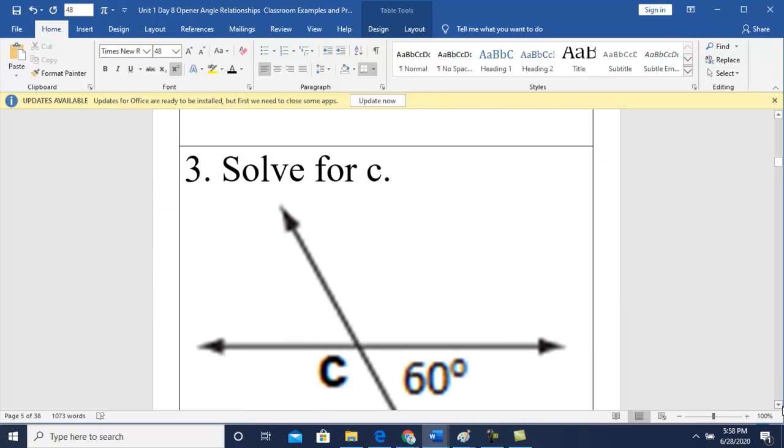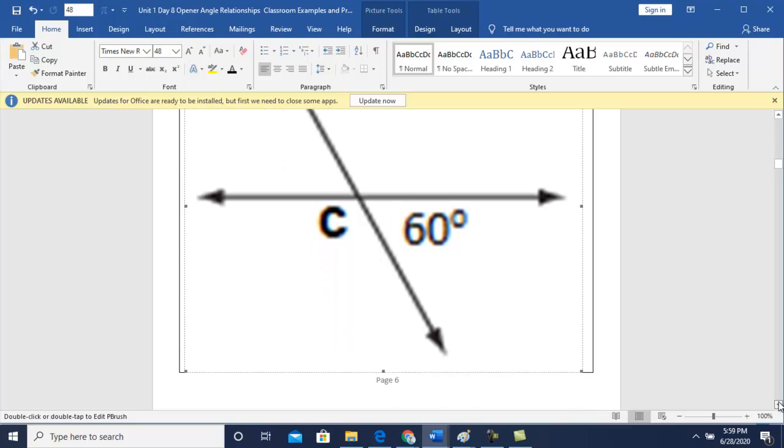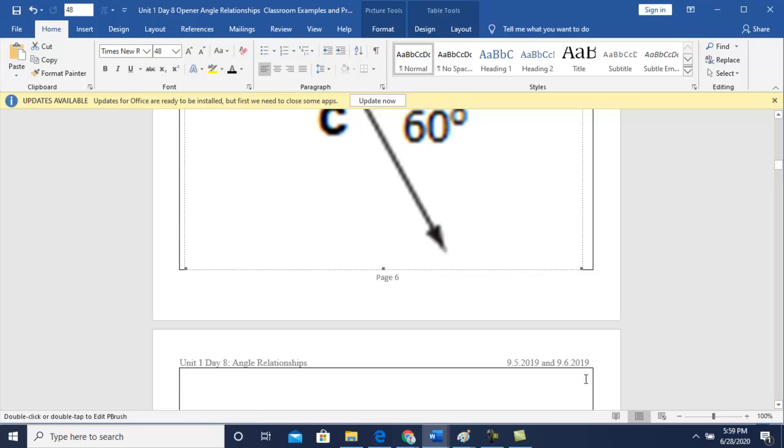Now, for number 3, we want to solve for C. It's a similar exercise as we did for number 2. So this is the one I want you to try to do on your own. So what I'd like you to do is pause the video and then see if you can solve for C, and then we'll review the answer. So at this point now, pause the video and try to solve for C on your own. Okay, if you paused the video and solved for C, now we are going to take a look and see what the answer would be.